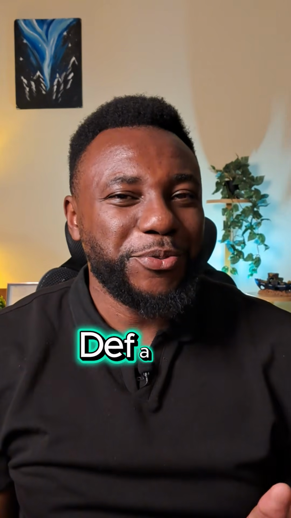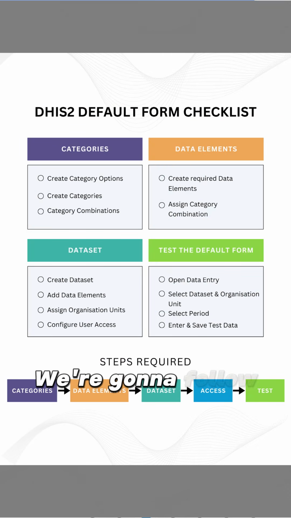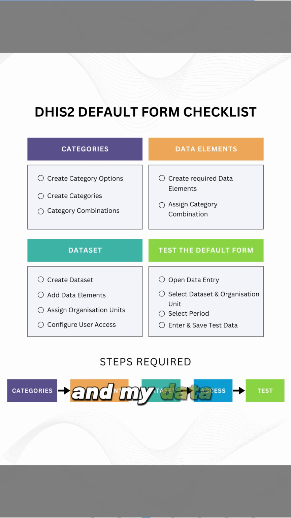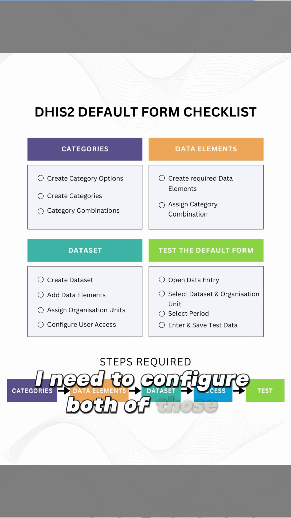Here's how you create a default form in DHIS2. We're going to follow this cheat sheet here. In my case, I've already created my category options and my data elements. I need to configure both of those things.